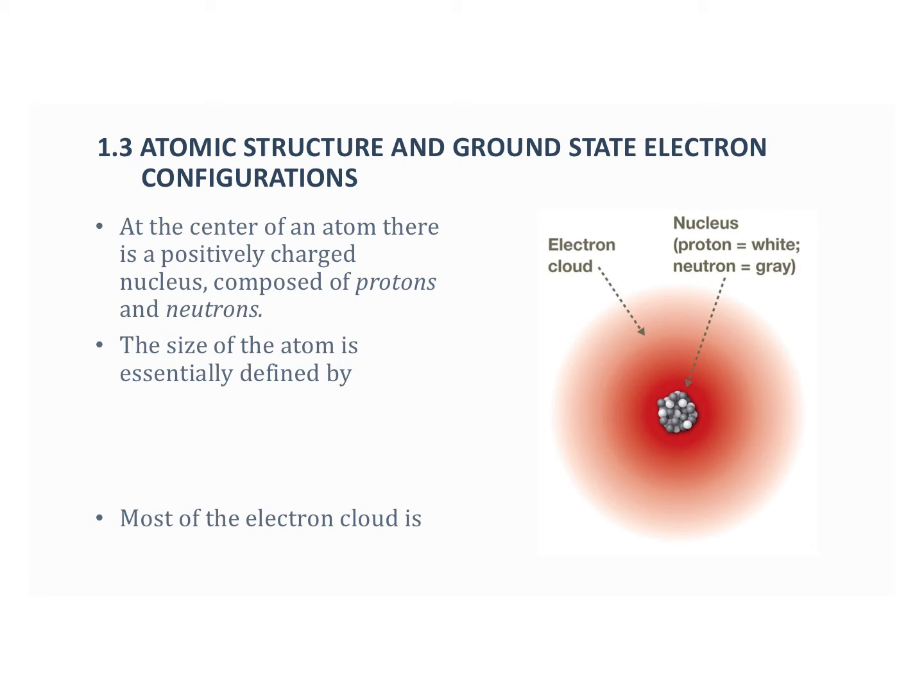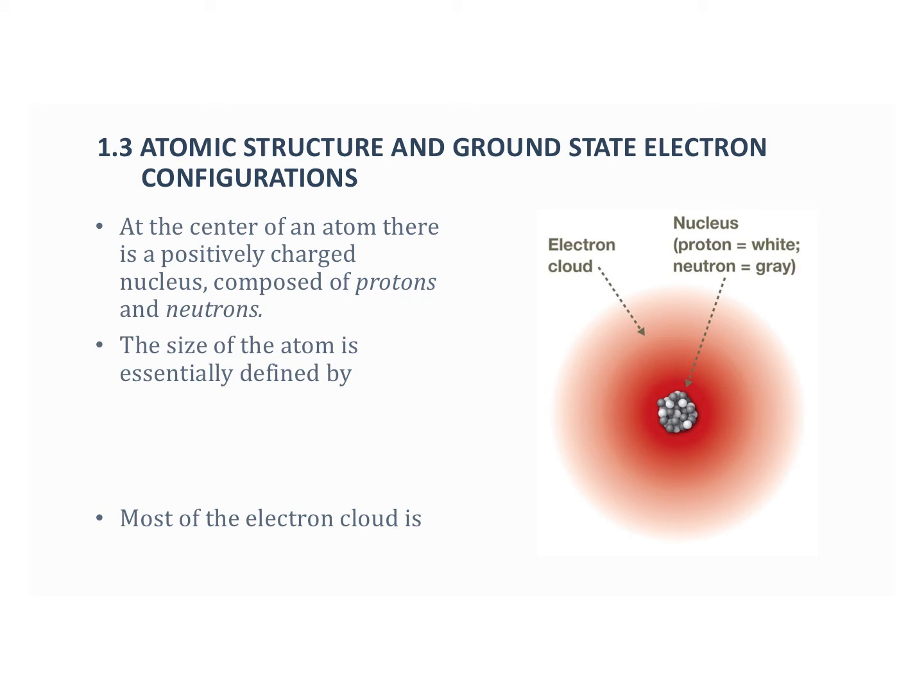So at the center of an atom, which is shown right here, we have a positively charged nucleus, and that's composed of protons and neutrons. Now, surrounding the nucleus is a cloud of negatively charged electrons, and these are attracted to the nucleus by simple electrostatic forces. Now, I want to remind you, electrostatic forces are just the interactions of oppositely charged particles, okay?